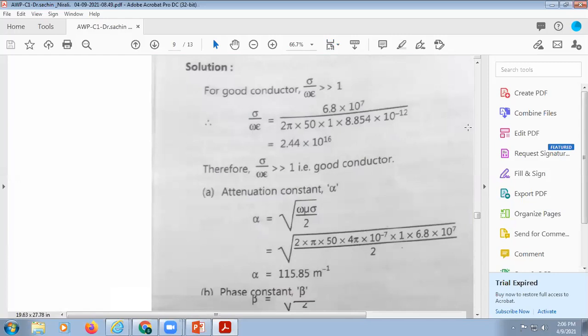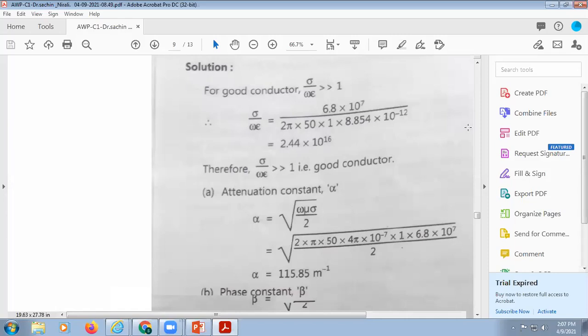So here substitute, therefore conductivity divided by omega epsilon, substitute the value of conductivity 6.8 into 10 to the power 7. Omega is nothing but 2 pi f, which is nothing but 2 pi into 50. Epsilon is nothing but epsilon 0 epsilon r, that is nothing but 1 into 8.854 into 10 to the power minus 12. 1 is given there. So therefore, conductivity divided by omega epsilon is greater than 1, which is the good conductor. Okay. So obviously, we are finding greater than 1.